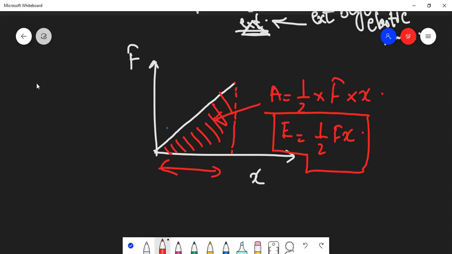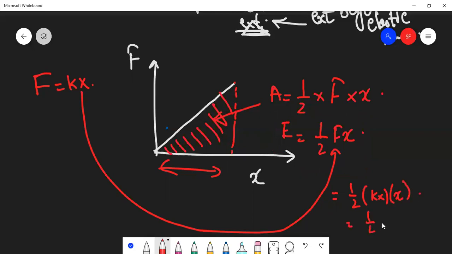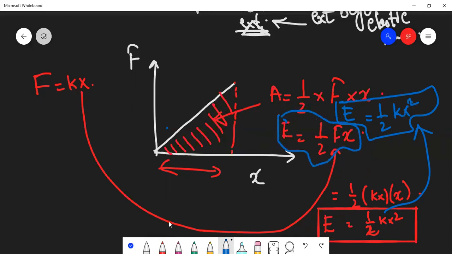Now, if I were to tell you that force is actually proportional to extension according to Hooke, and F is equal to kx, and if I plug in kx instead of F over here, what will I get? I will get half times, instead of F, I'll replace the kx, instead of x, I'll place the x, and I'll get half kx squared. This is also a formula for calculation of energy stored inside the spring, half kx squared, where k represents the spring constant and x represents extension. These are the two formulas that you must know for the energy stored inside the spring.